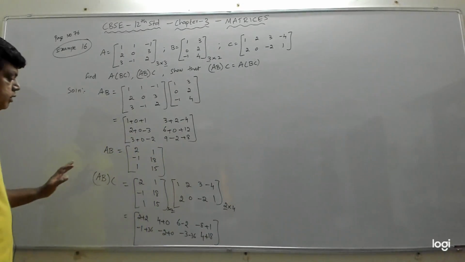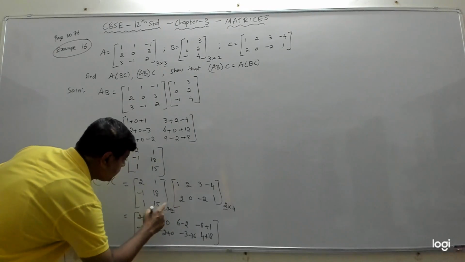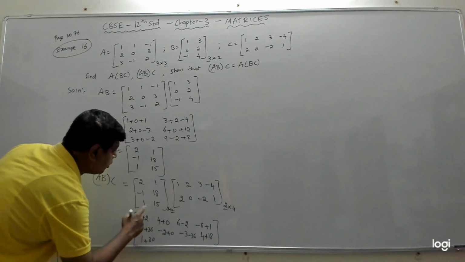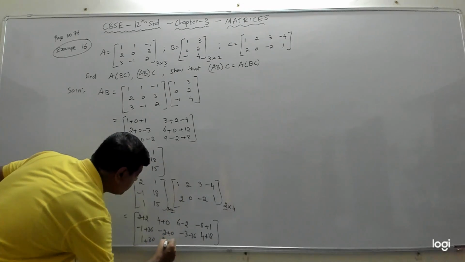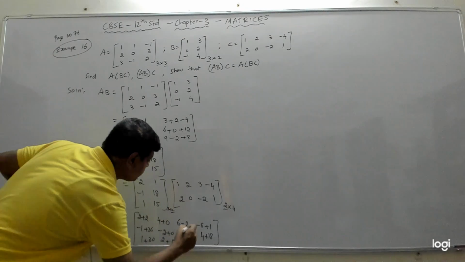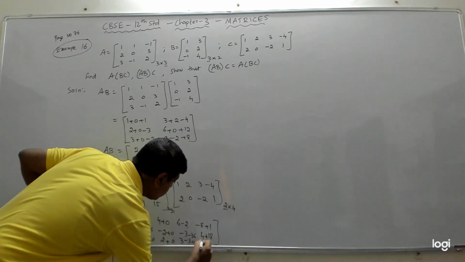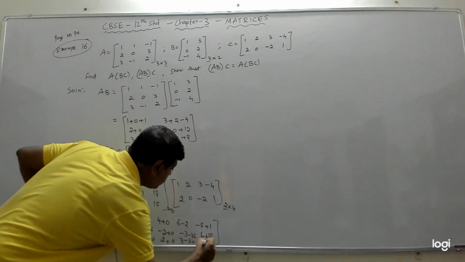Then you have to go to the third one. So third one is 1 times 1 is 1, plus 15 times 2 is 30. 1 times 2 is 2, plus 15 times 0 is 0. 1 times 3 is 3, 15 times minus 2 is minus 30. 1 times minus 4 is minus 4, and 15 times 1 is plus 15.